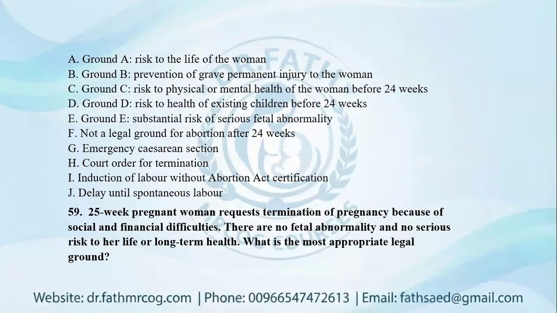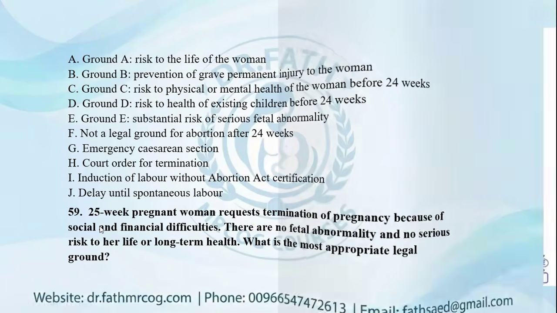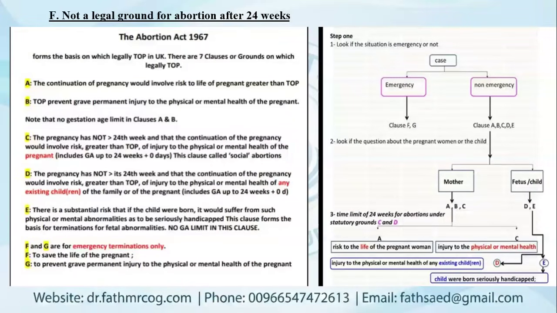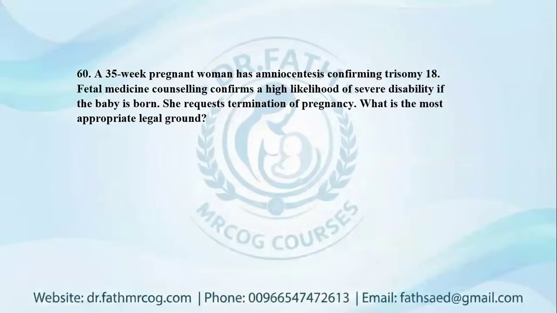A 25-week pregnant woman requests termination of pregnancy because of social and financial difficulties. There are no fetal abnormalities and no serious risk to her life or long-term health. What is the most appropriate legal ground clause? At 25 weeks, there is no legal ground for abortion after 24 weeks. Correct. But less than this, for social background, it can be a clause. The Abortion Act 1967 is very important, because after 24 weeks you will not do it.